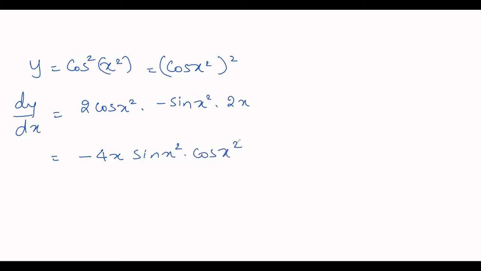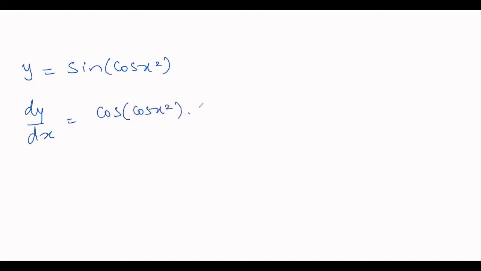Next question. y is equal to sine cos x squared. So dy by dx is equal to differential of sine is cos. So cos of cos x squared. Differential of cos is minus sine x squared into differential of x squared is 2x. My final answer can be written in this form: minus 2x sine x squared cos of cos x squared.